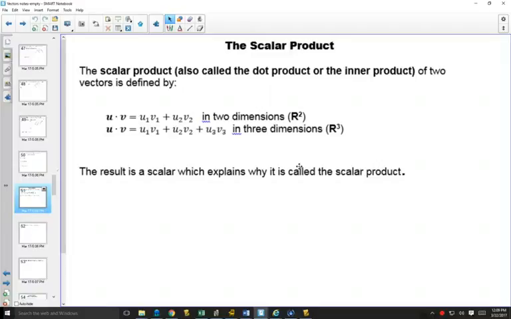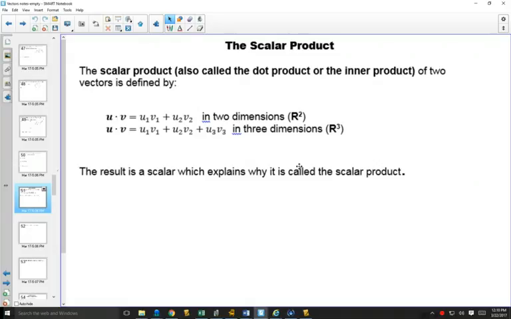Scalar product today. There are some other names. Sometimes it's called the dot product or the inner product. And all it is, is the rule for multiplying two vectors. We've learned the rule for adding two vectors. It's really easy. You just add corresponding components.